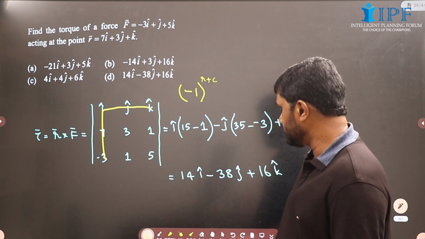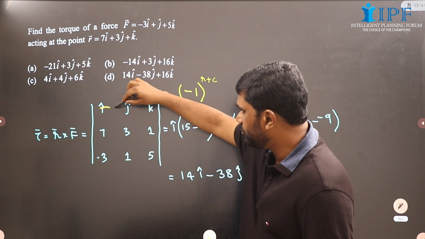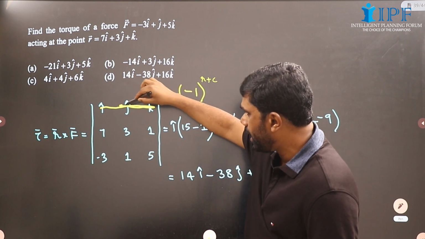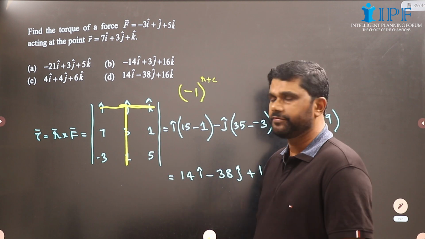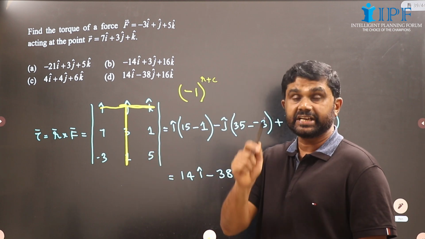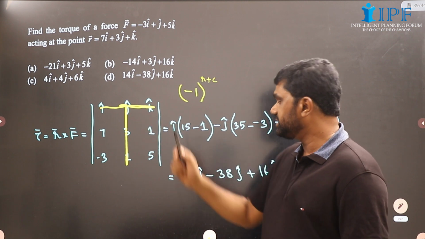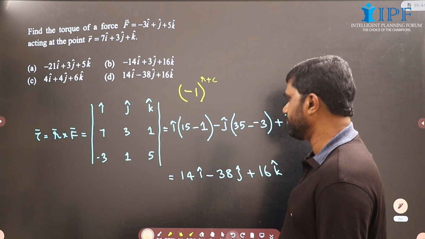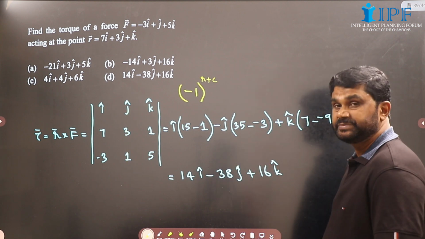Next, we have to take this J. When we take this J, we have to eliminate the row and column containing J. So this will be 7 into 5, that is 35, minus 3 into 1, that is minus 3. 35 minus minus 3 is 38. But this J we have to take negative. So minus J into 38, that is minus 38J.